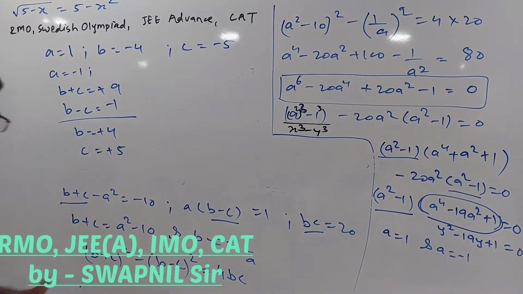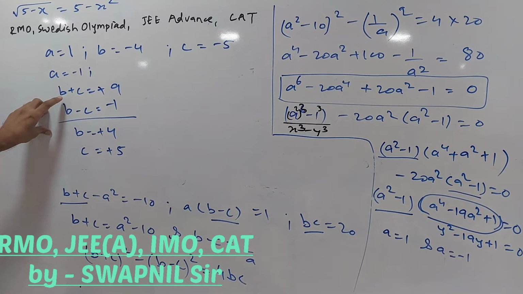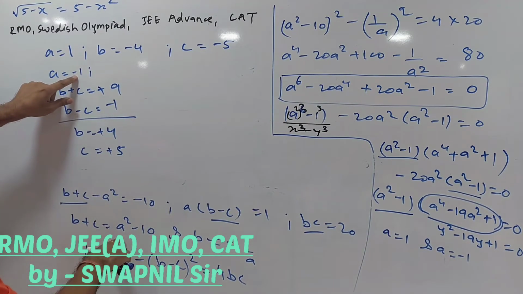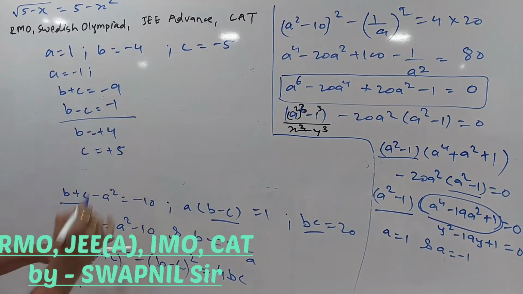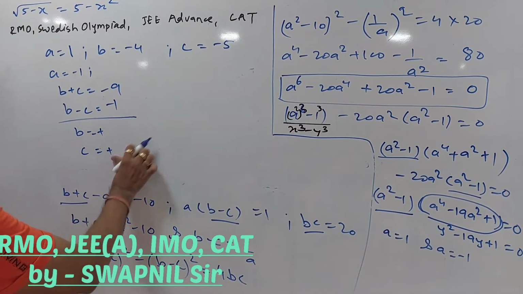We will just cross check once again. b plus c is a square minus 10, and we are putting a is equal to minus 1. So it will be b plus c, and putting a is equal to minus 1 here, it is 1 minus 10, so it will be minus 9 only. Because a is equal to minus 1, minus 1 square is 1, 1 minus 10 is minus 9, and b minus c will be minus 1. Fine. So a little mistake here.